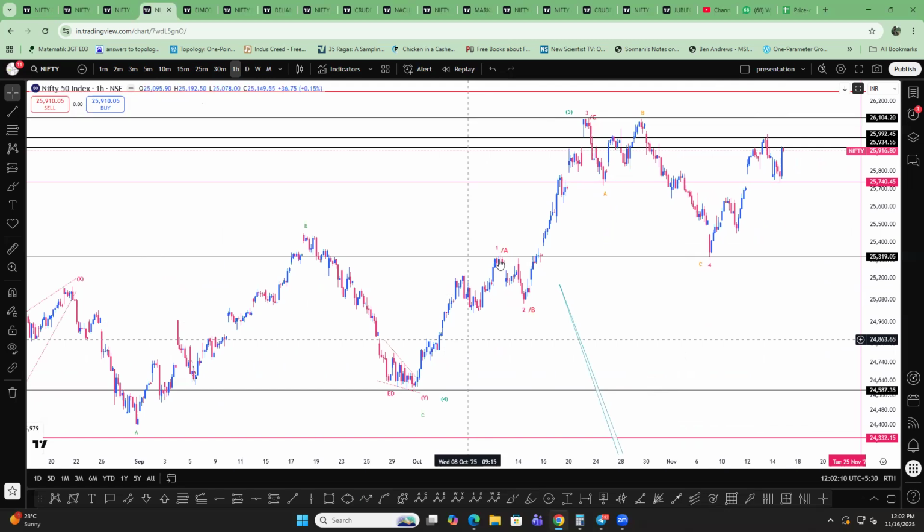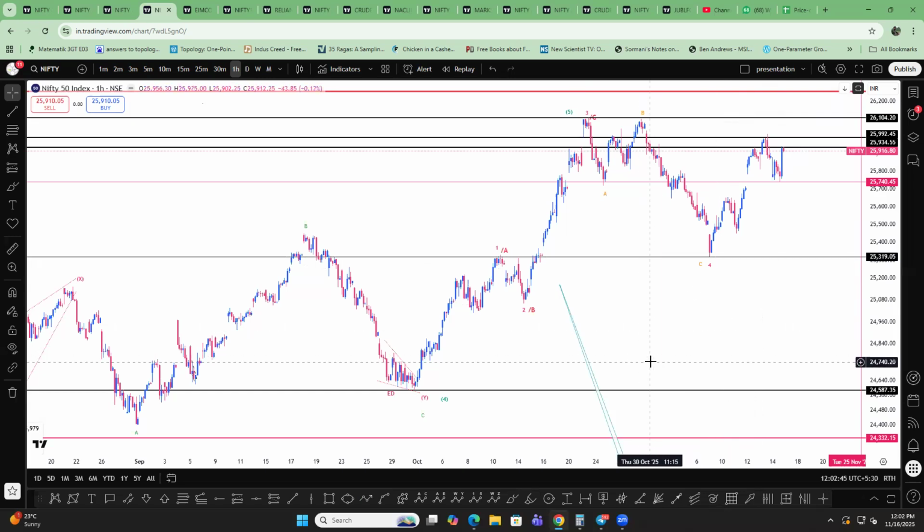But it may happen that wave 3 is extending. So it may happen that this is 1, this is 2, this is 1 of 3, this is 2 of 3, and 3 of 3 in progress. This may happen. So for that reason, I have told you in our previous video that these lows should not be taken out. These lows must be protected by the bulls. Anyone who is positionally long in the market must keep stop loss here.